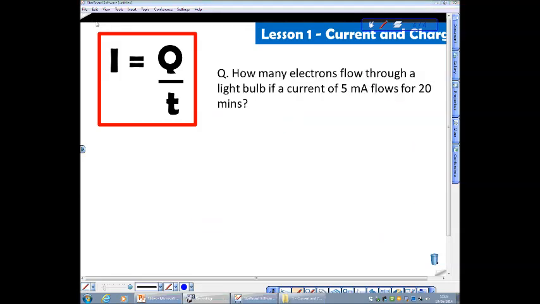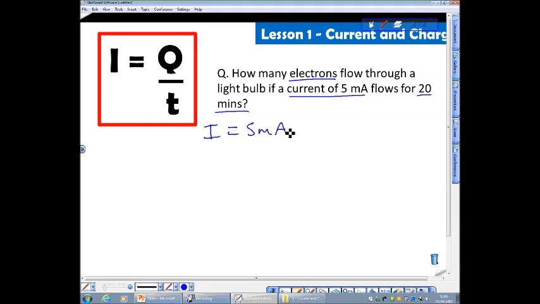Right, let's look at a slightly more difficult question now that asks us to calculate something different and also means we have to convert units to the units we want. Again, pause the video now if you want to give it a go yourself. So this question says how many electrons flow through a light bulb if a current of 5 milliamps flows for 20 minutes. So we know what the current is, and that is 5 milliamps.